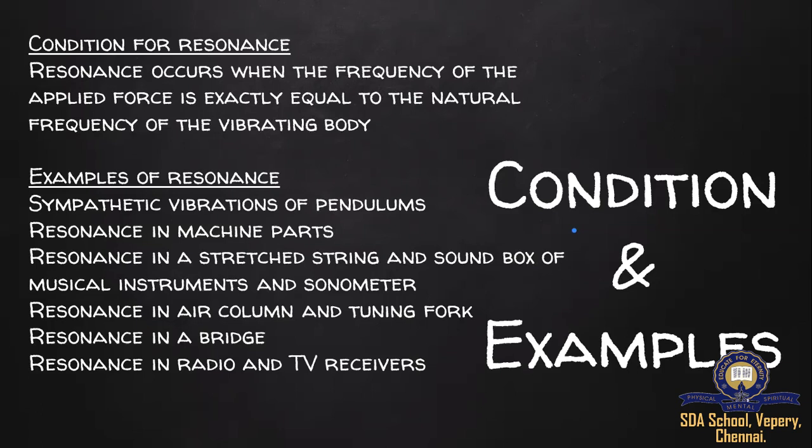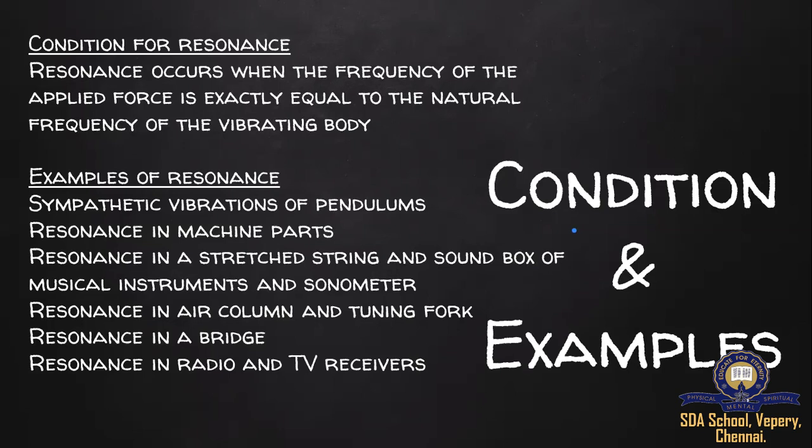And the last one, okay, because the other examples I'll be showing you pictures and I'll try to explain it to you. And the last one, resonance in radio and TV receivers. The radio and TV receivers have electronic circuits, and these electronic circuits will have electromagnetic vibration. The frequency of which can be changed by changing the values of the electronic components. So when you want to tune a radio, we simply turn a valve.